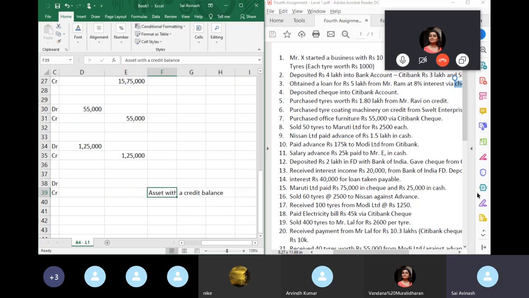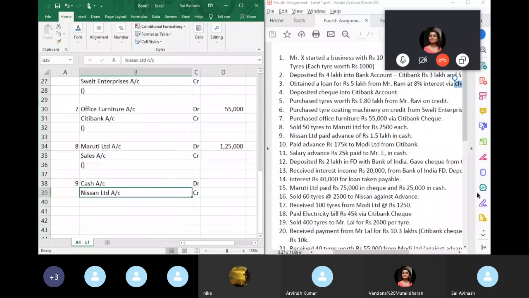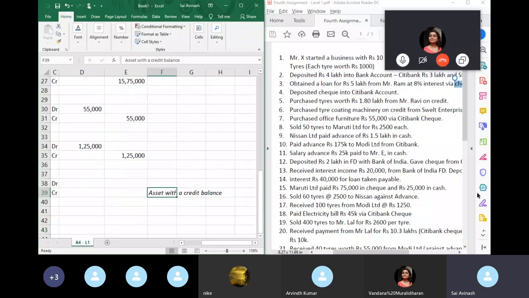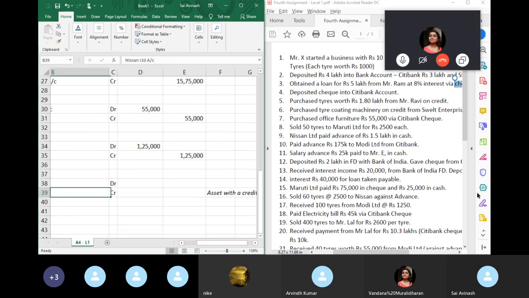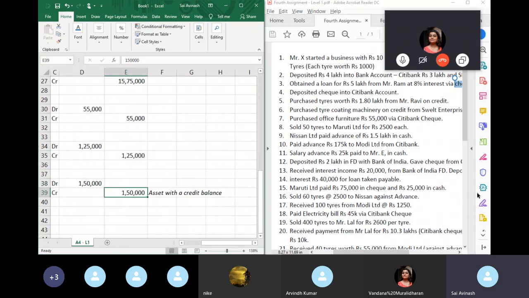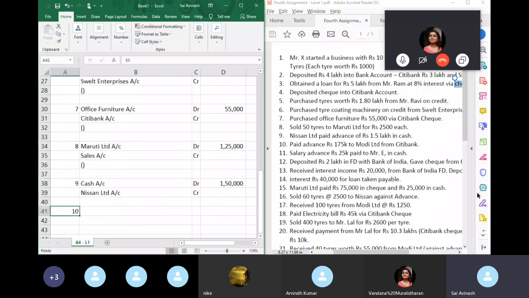So don't get stressed out. Let's just try to understand the idea. Nissan Limited is a customer. The customer is usually an asset, but in this case, because he is giving us money before we even make the sale, he has a credit balance. We'll understand what the implication of this is later, but as of now, that's all you need to understand. Okay. So how much is he giving us? 1.5 lakhs. Right? So that's sorted.